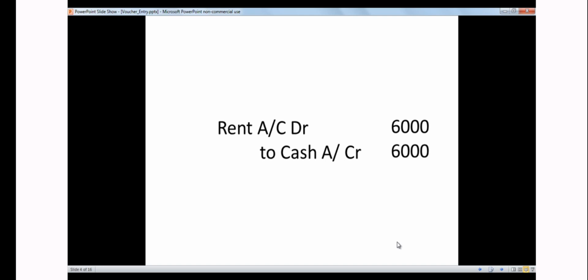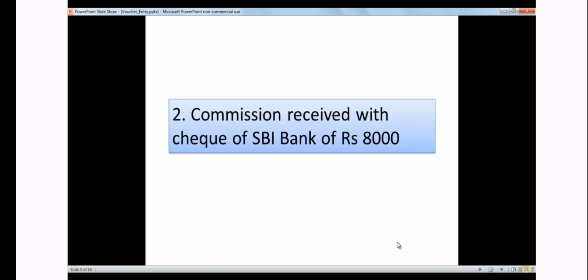Let's take a look at another example. Commission received with check of SBI Bank of rupees 8,000. So here the second statement is commission received with check of SBI Bank of rupees 8,000. So we need to find out two ledgers. The first ledger is commission and the second ledger is SBI Bank.